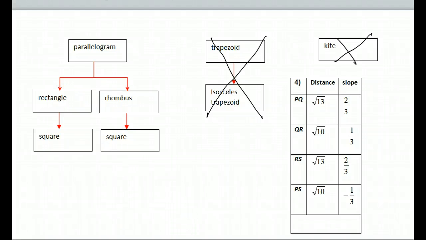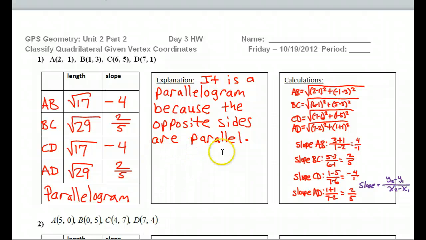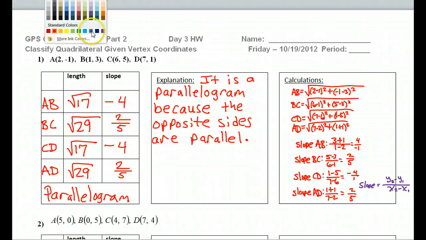Now you have a choice. You could write it out in words. You can say it's not a rectangle because the consecutive sides are not perpendicular. And then you'd have to also say it's not a rhombus because all four sides are not congruent. So you could write those two sentences. Or you could take the shortcut of just marking that on the chart.